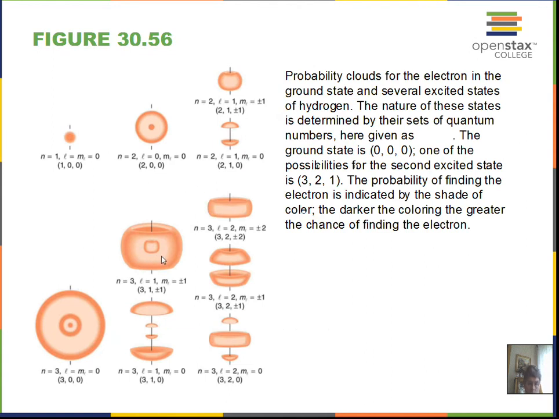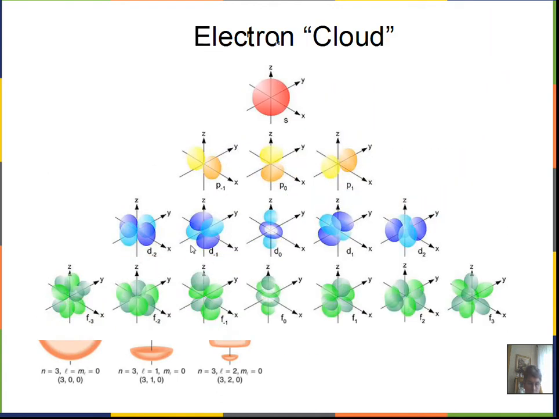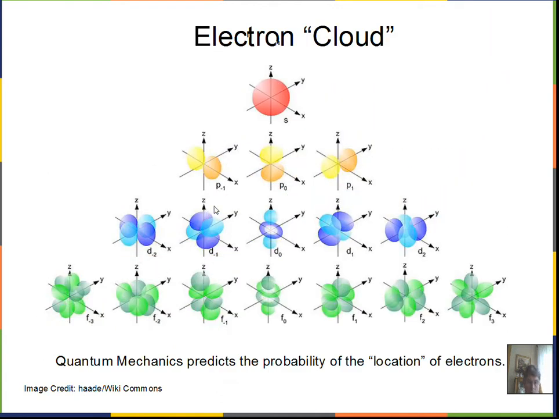Here are some three-dimensional views, some artist views of the electron cloud for different n values, L values, m sub L values. We won't focus on those, but you should have them sort of in your mind. We do have these probability clouds where the shading is darker. That would really represent higher probability.